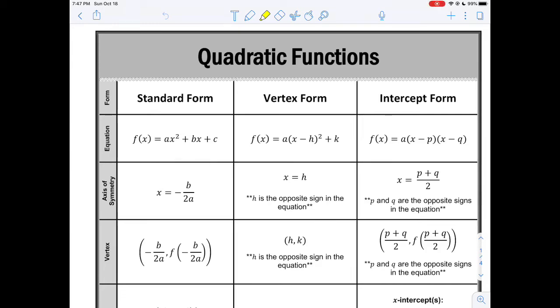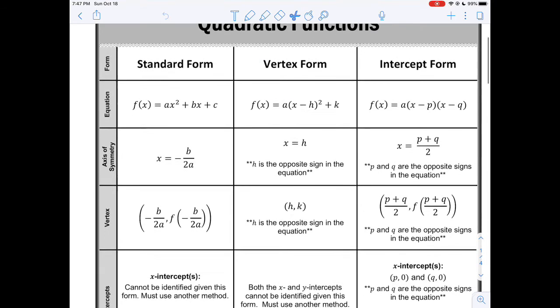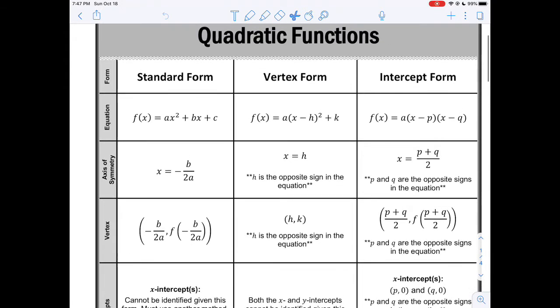Hi everyone, today we are going to talk about lesson 3.2, which is the characteristics of quadratic functions. We are going to discuss three different formats that a quadratic function can be written in, and the first is vertex form. We're going to focus on vertex form first because we used that in the last lesson to do transformations to our quadratic functions, so you're already familiar with it, so this should be review.